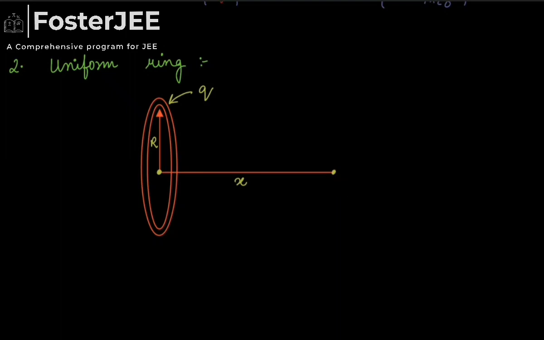Now, as discussed in an earlier question, since the charge is not a point charge and is distributed, we have to use integration. Taking any element on this ring, suppose we take an element at this place. Suppose this is our small, very small element. First of all, we will calculate the distance of this element to the point of concern.